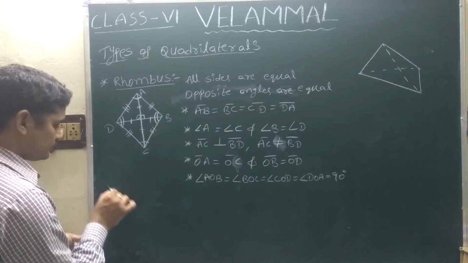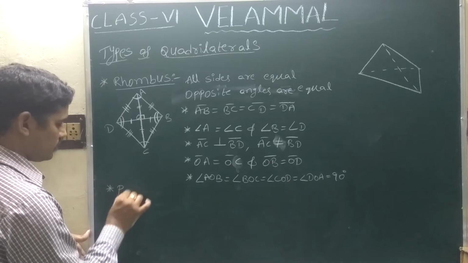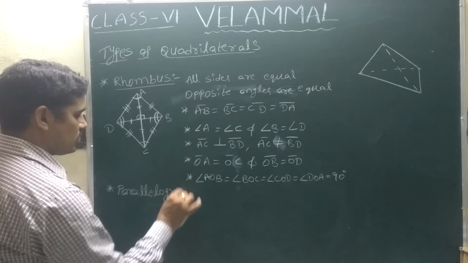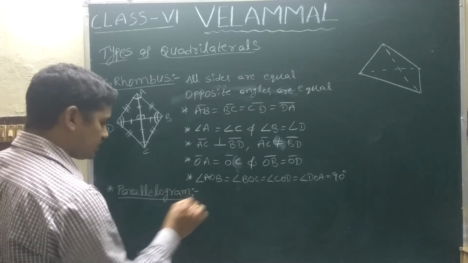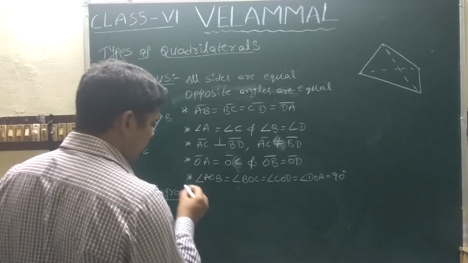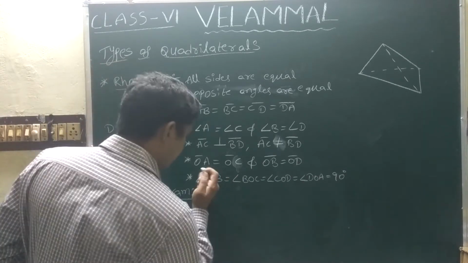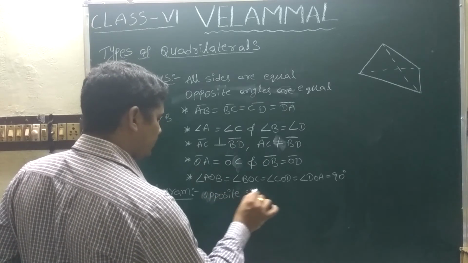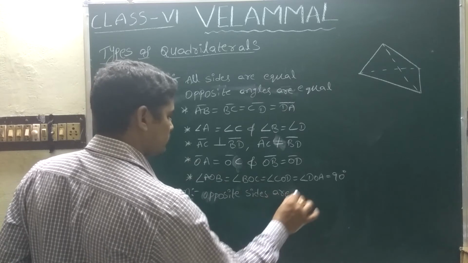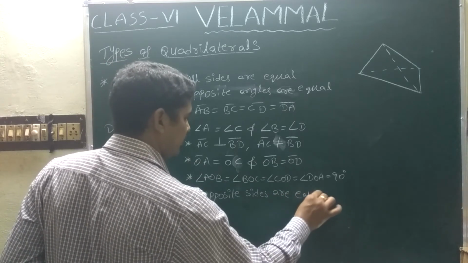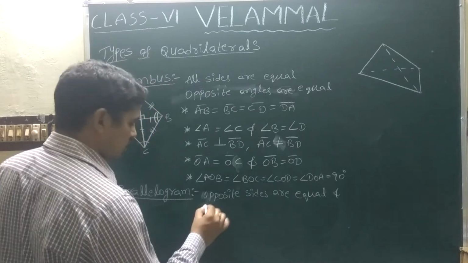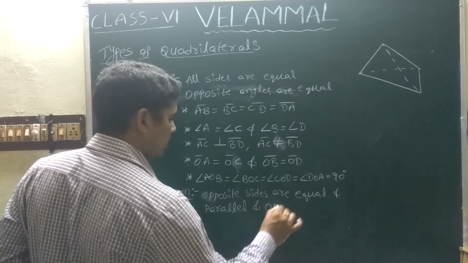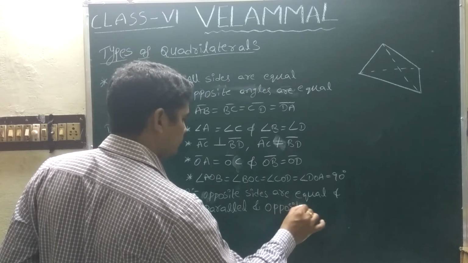Next we have the parallelogram. The very important quadrilateral we have, that is parallelogram. Parallelogram, here itself we can say this as opposite sides are parallel, equal and parallel, and opposite angles also equal.